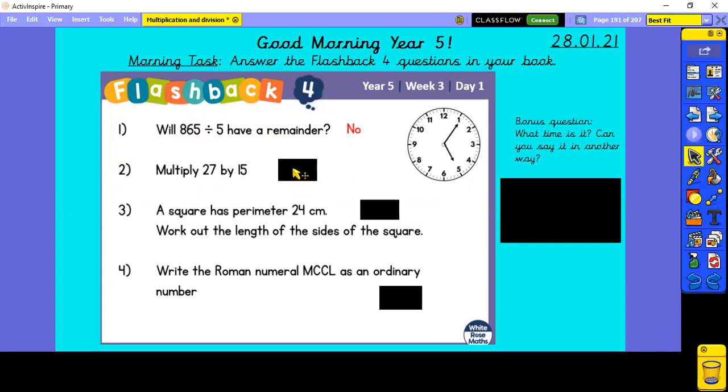Question 2, multiply 27 by 15. The answer is 405, and you could have used column method to solve this problem.